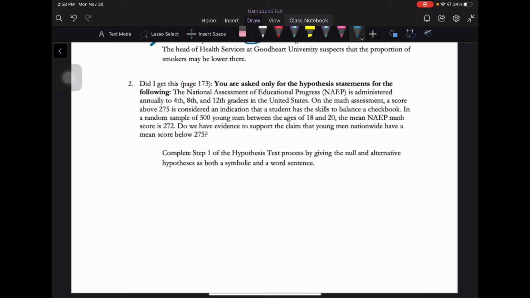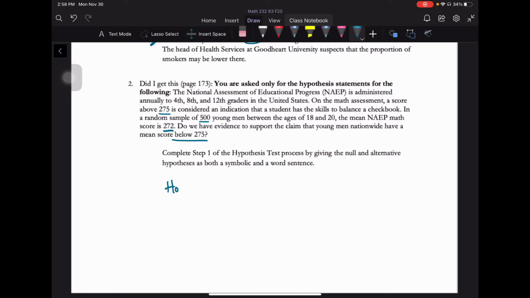You are asked only for the hypothesis statement for the following. The National Assessment of Educational Progress is administered annually to 4th, 8th, and 12th graders in the U.S. On the math assessment, a score of 275 is considered an indication that a student has the skills to balance a checkbook. In a random sample of 500 young men between the ages of 18 and 20, the mean math score is 272. Do we have evidence to support the claim that young men nationwide have a mean score below 275? Now we want to give the hypothesis in words and in symbols.